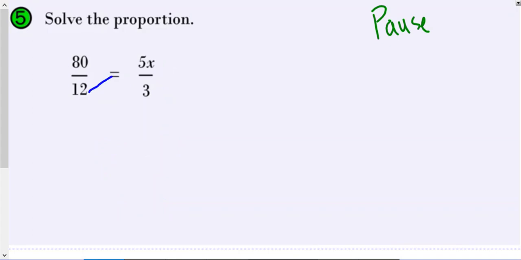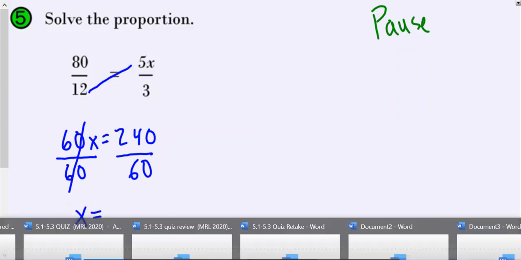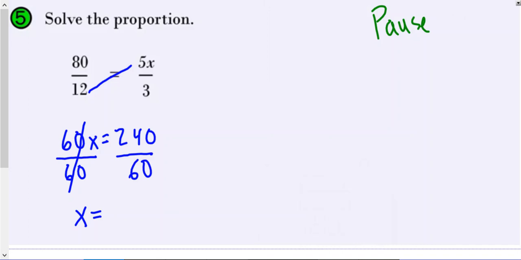Alright, we're going to start with cross multiplying. 12 times 5 is 60, so we're going to have 60x equals 3 times 80, which would be 240. Now we have a one-step equation, and we can solve for x. Divide by 60, divide by 60. This will cancel here. We get x equals, pull out our calculator, 240 divided by 60, and that would equal 4. So x is equal to 4.